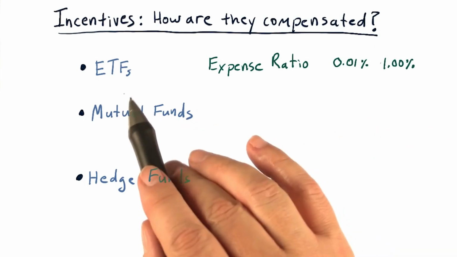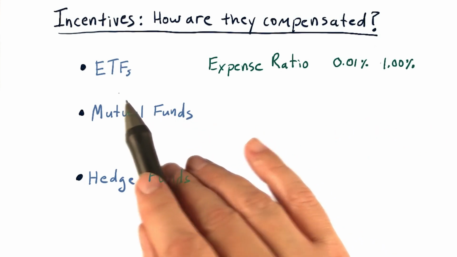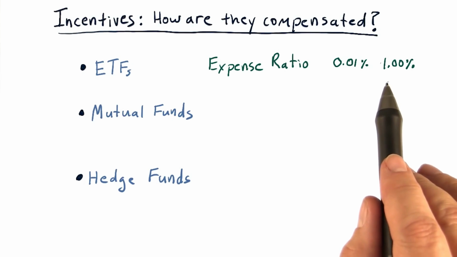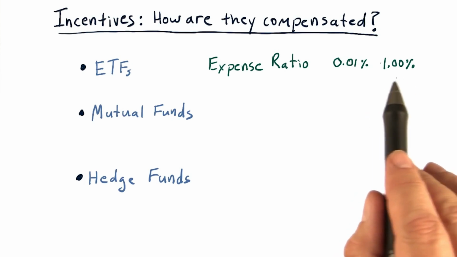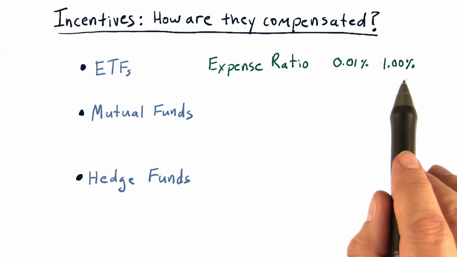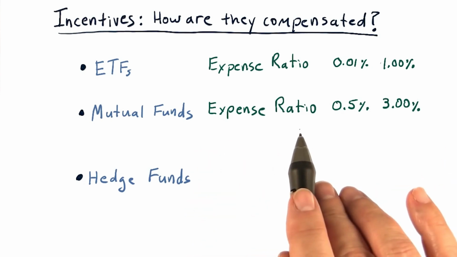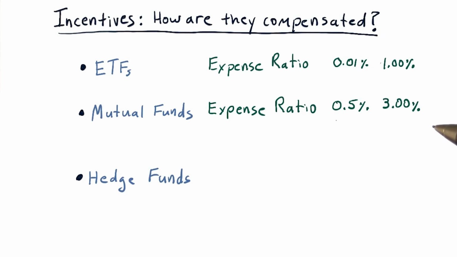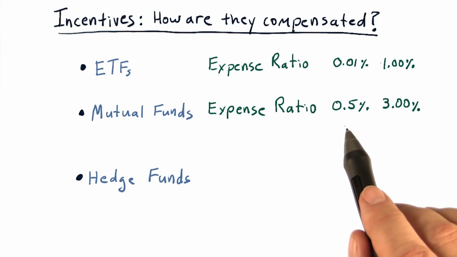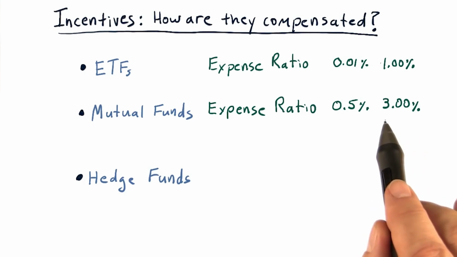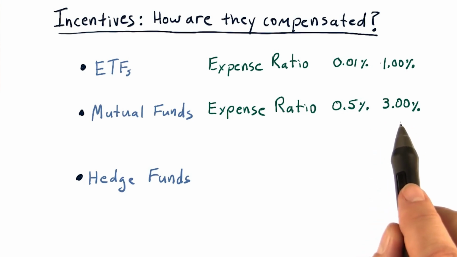Expense ratios for ETFs are usually pretty low. They vary from as low as 0.01%, or 1 BIP, as that might be called, to as high as 1%. But one that's up to 1% is fairly high and pretty unusual. Mutual fund managers are also compensated using an expense ratio. These are somewhat higher than ETFs. They range from a low of typically about 0.5% to some that are very high, up to 3%.